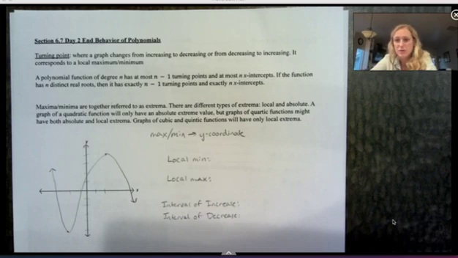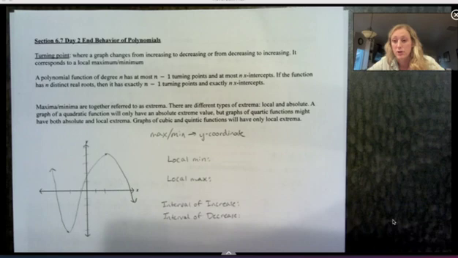So if the degree is n, remember it can have at most one less than that in the number of turns or the number of extrema. So what we call minima and maxima, that's the plural for minimum and maximum. What we call those collectively is extrema. Local extrema are when the ends are going forever in opposite directions, so the range is all real numbers. But if the range is not all real numbers and we have an overall low point or an overall high point, we call those absolute minima or maxima.